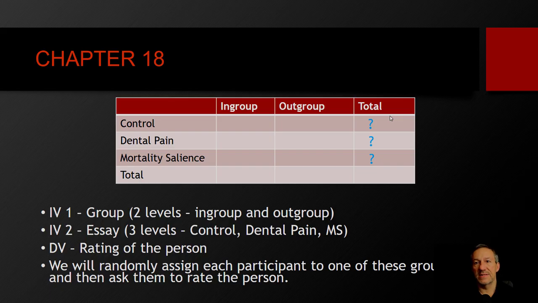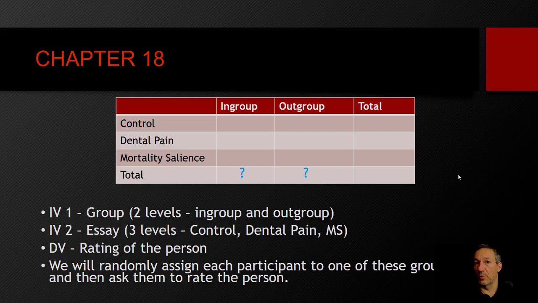On the essay types, if we ignore in-group and out-group, we're just going to look at how they rated people after they did either the control or the dental pain and mortality salience. You could have a couple different hypotheses there. Maybe they would all be about the same. Mortality salience increases liking of in-group, but decreases out-group. So it might average out and it might be about the same as the control and dental pain if we're not talking about in-group and out-group.